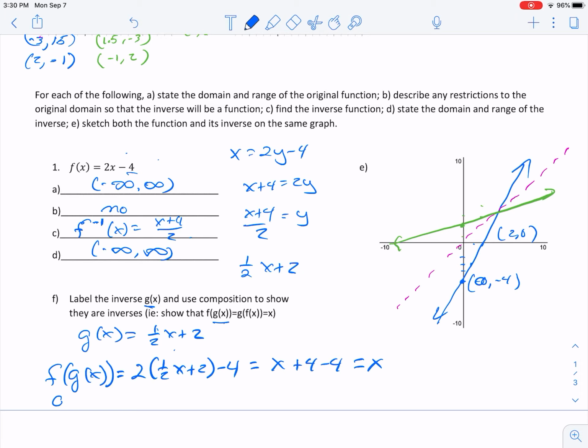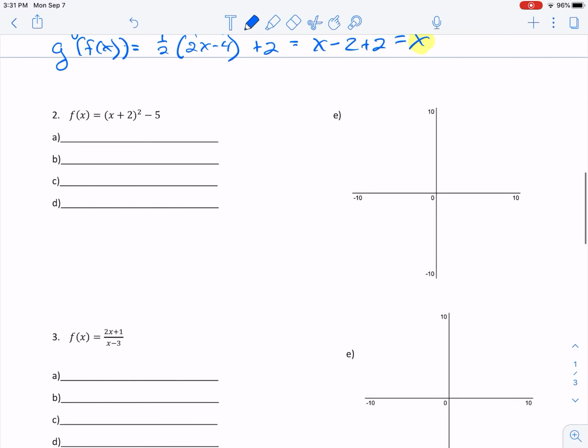And then I have to do the next one. I have to do g of f of x. And so I put this one into here. So I have 1/2 times 2x minus 4 plus 2. When you distribute, you get x minus 2 plus 2 equals x. And since this equals x and this equals x, they're inverses of each other. All right? Okay.